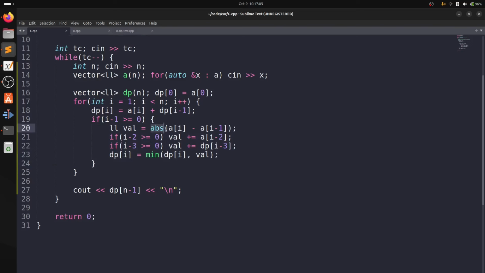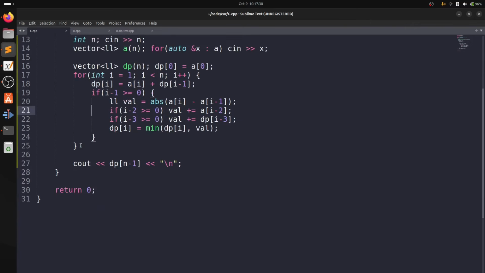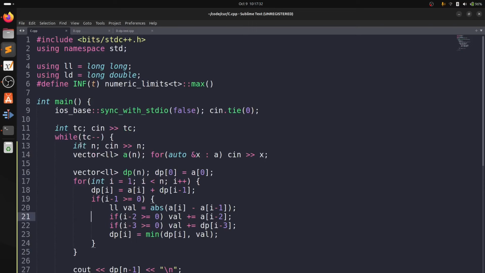So we take the absolute value difference, right? And if there exists a previous value, that value must become 0. So we do A of I minus 2. If there exists a value before that, then we can add dp of I minus 3, correct? So dp of I will become minimum of dp of I and this value. Finally, this will find us the global minimum at dp n minus 1. So we can print that, right? So pretty straightforward 1D dp question.